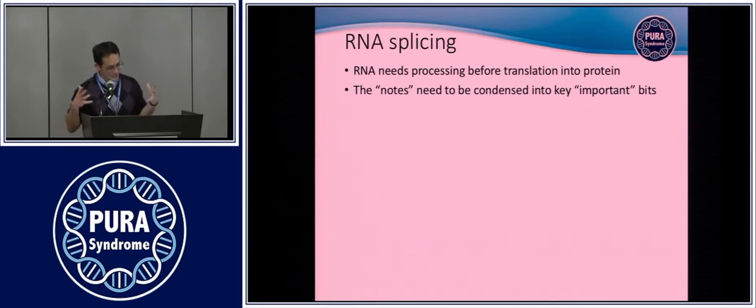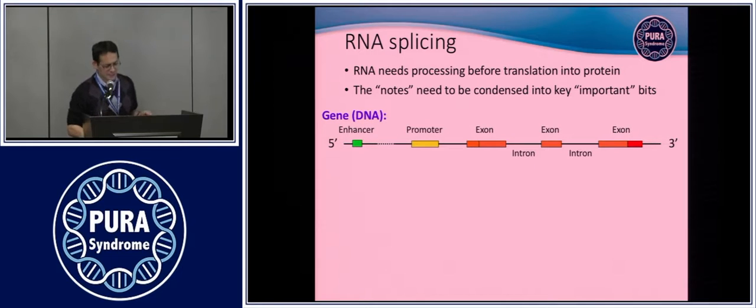So I've shown you a bit about how RNA gets used in the cell, but it does need some processing before it can be used to make a protein. And in fact, the notes that you copy out, they need to be stuck together and condensed into just the important bits. And so this is a cartoon of sort of what this looks like. So if you have a gene that is DNA, there are some bits that are what we call the coding sequence. These are called exons, little boxes here. And then there are bits in between called introns, okay, which do not directly code for proteins. So these are the bits that are particularly important for coding the amino acid sequence.